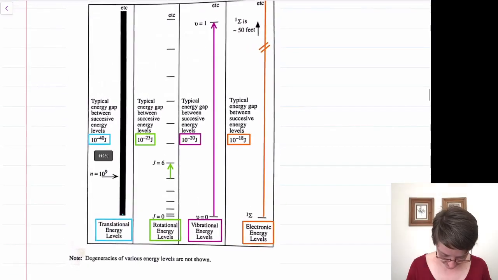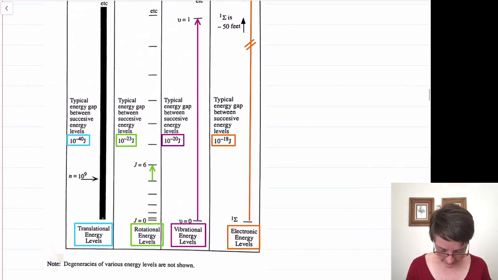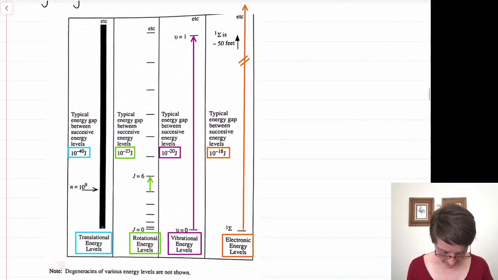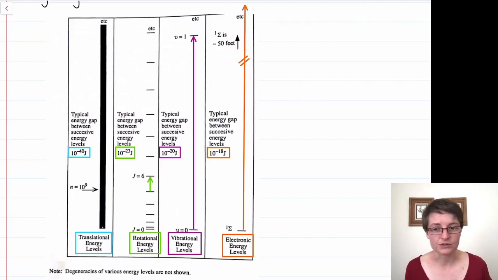Rotational energy levels and vibrational energy levels tend to have energies that are, for rotation, on the order of 10 to the negative 23rd joules per transition, so per atom or per molecule. And vibration is about 3 orders of magnitude larger, something on the order of 10 to the negative 20th joules. And then last but not least, electronic energy transitions are something on the order of 10 to the negative 18 joules, which is an order of magnitude that you've seen when we were discussing the hydrogen atom.